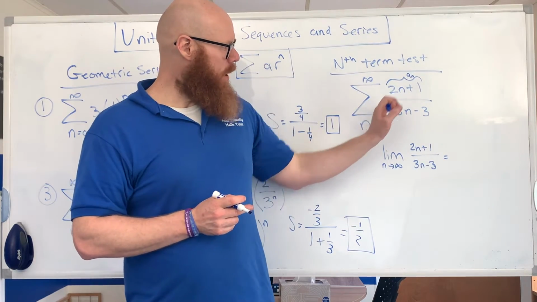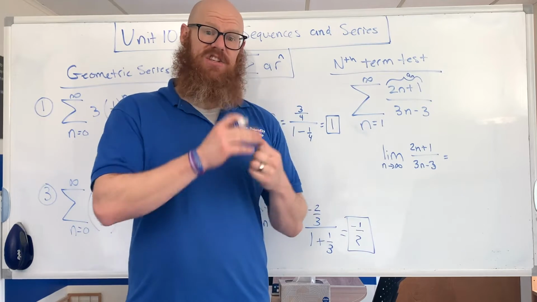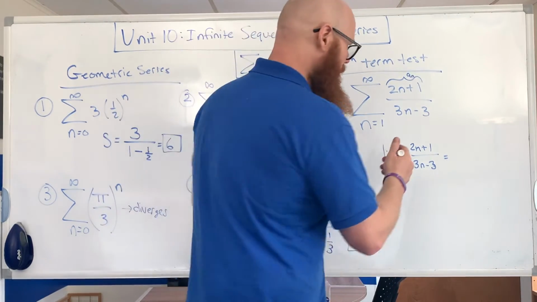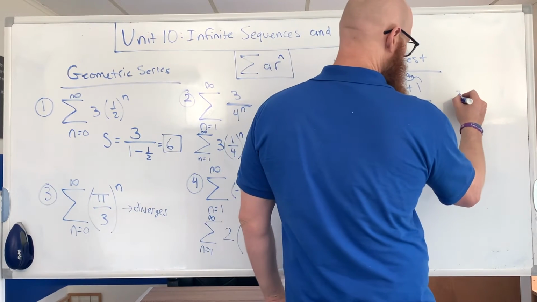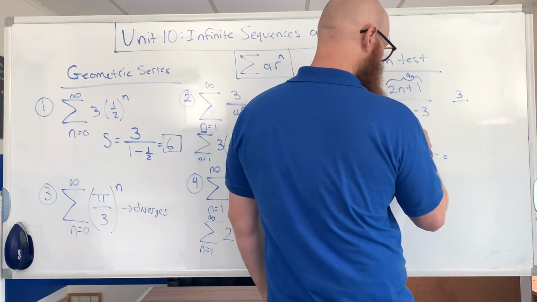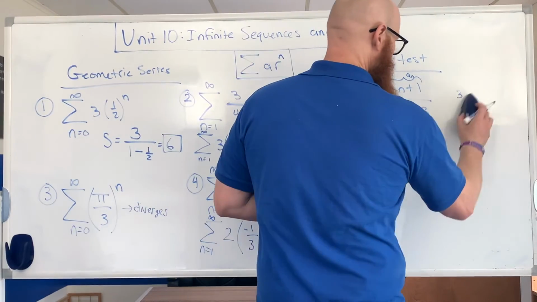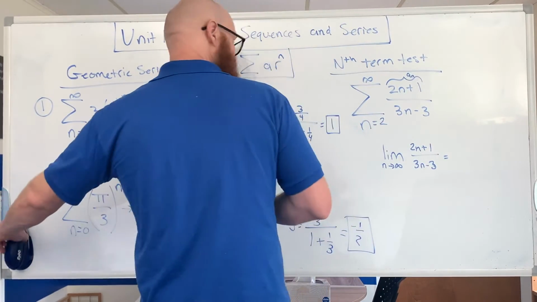Imagine I plug in 1, I plug in 2, I plug in 3, and then I separate those numbers by commas. And I just see, well, where do those numbers get closer to? So let me just do that real quick. So if I plug in 1, I get 3 over, oh no, I get 0. Well, that's not good. So we're going to have to start this at 2. Okay? That really won't affect it.